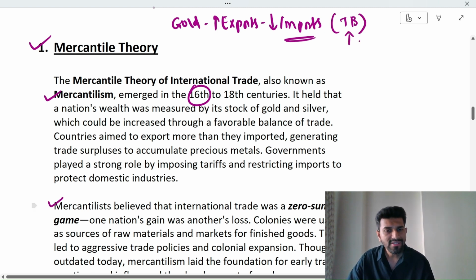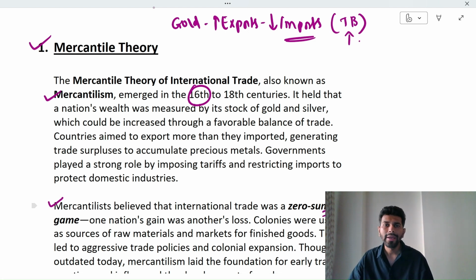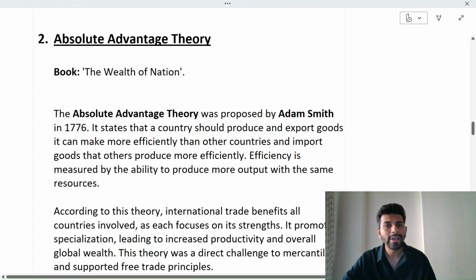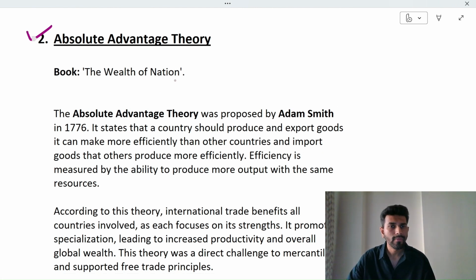Economists say that international trade is a zero-sum game. It means the profit of one country is equal to the loss of another country. But Adam Smith argued that international trade is not a zero-sum game. Both countries can benefit. So he introduced the absolute advantage theory.